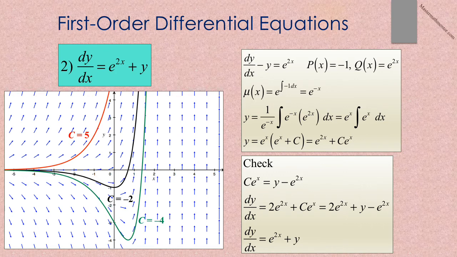Finally, we show the slope field for dy/dx is equal to e to the 2x plus y, and we show three possible solutions for our equation y equals e to the 2x plus c e to the x. We show the red curve when c is equal to 5, the black curve when c equals negative 2, and the green curve when c is equal to negative 4.